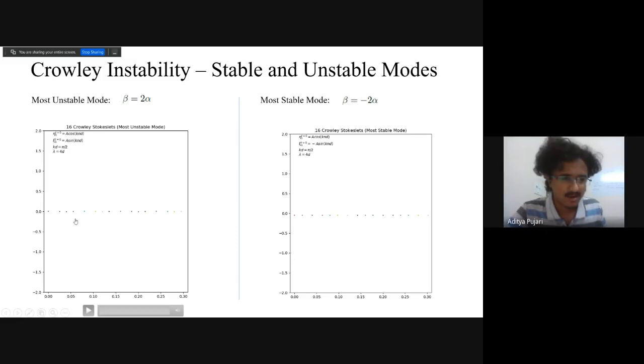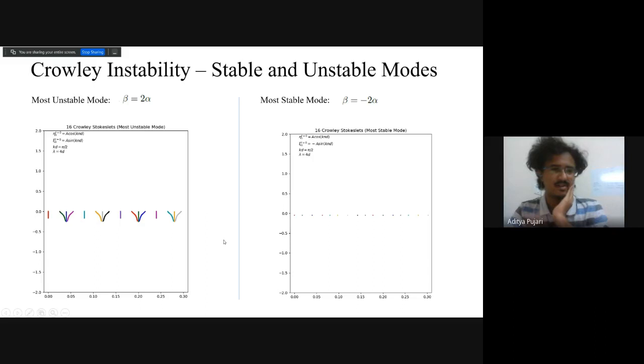So on the left is the most unstable mode. All of the particles have been perturbed in a particular fashion so as to make this the unstable mode. And if I hit play here, you'll see that all the particles gradually clump together like that. So that's the unstable mode, all of them clumping together.